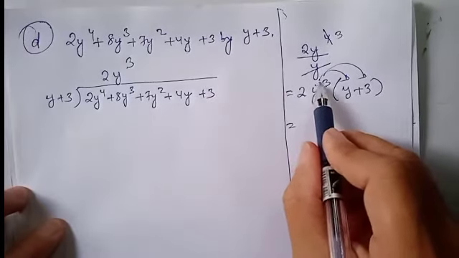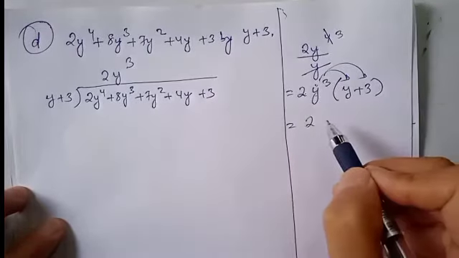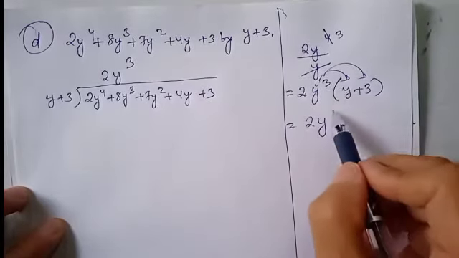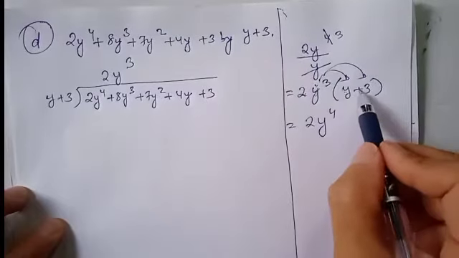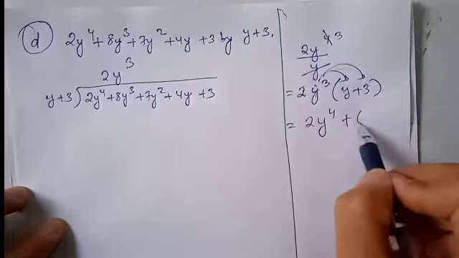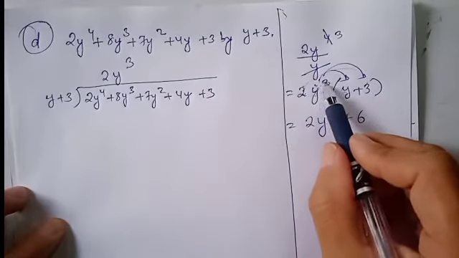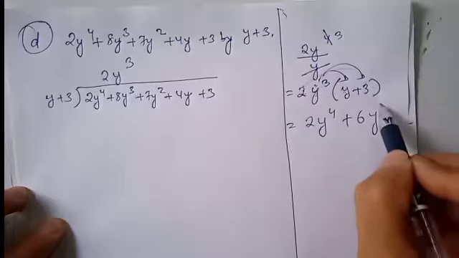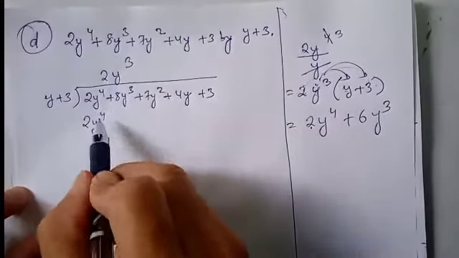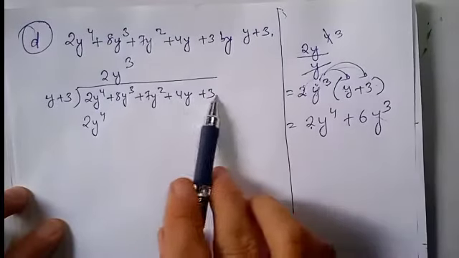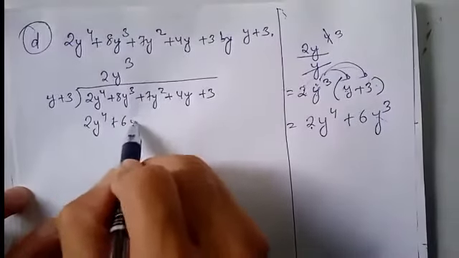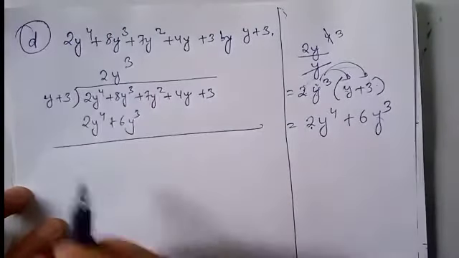Then 2y to the power 3 into y: 2 we have, remember we have only 1, what about y? Y to the power 3 and y, y to the power 4, right? Plus the second one: remember we have 2 and 3, 2 threes are 6. What about y? Y to the power 3, here we have no y, so y to the power 3 is the same as it is. 2y to the power 4, you write here, and then y to the power 3 is here, you write it below this one, plus 6y to the power 3. Okay, now change the sign.